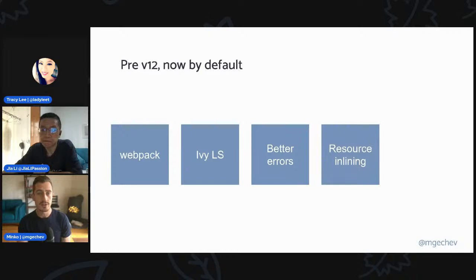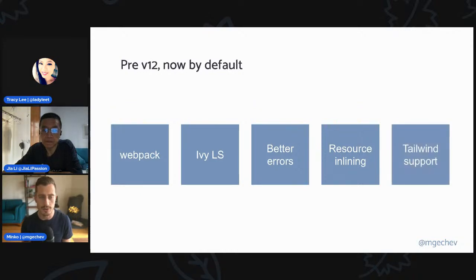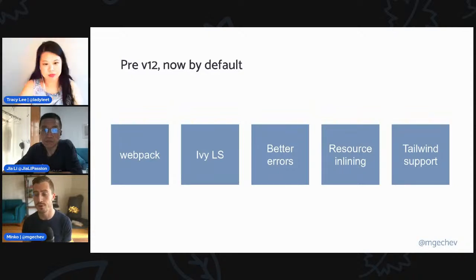We worked on resource inlining. This is something that I already mentioned around our collaboration with Chrome. And Tailwind support, which was based on community feedback, where we ran a survey on Twitter. We got quite a few responses there about PostCSS plugins developers would want to see in the Angular CLI, and we saw that the vast majority of people want to see a PostCSS plugin for Tailwind, so we just introduced it.